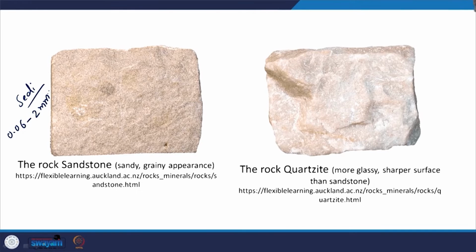Then the next rock which has been shown in this slide is rock quartzite. As you can see, if I compare these two rocks, that is sandstone and quartzite, this is more glassy and it has a sharper surface as compared to that of the sandstone, which had a sandy or grainy appearance. So this quartzite is a metamorphic kind of rock which is formed when quartz rich sandstone or chert has been exposed to high temperatures and pressures.